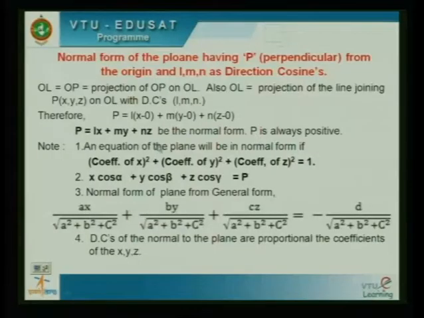The condition is, the equation of the plane will be in normal form if the coefficient of x squared plus coefficient of y squared plus coefficient of z squared is equal to 1. So whatever numbers in place of a, b, c are given, the sum of the squares of those numbers is equal to 1.